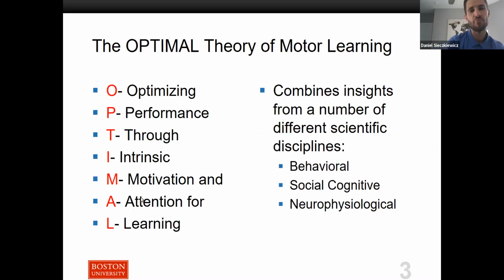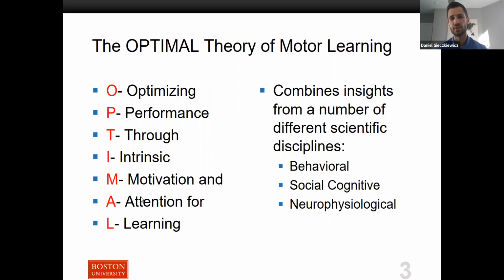So the optimal theory of motor learning, OPTIMAL, stands for optimizing performance through intrinsic motivation and attention for learning. And the difference between learning and performance is important here in that performance is in the moment, learning being that performance is maintained after a retention test.